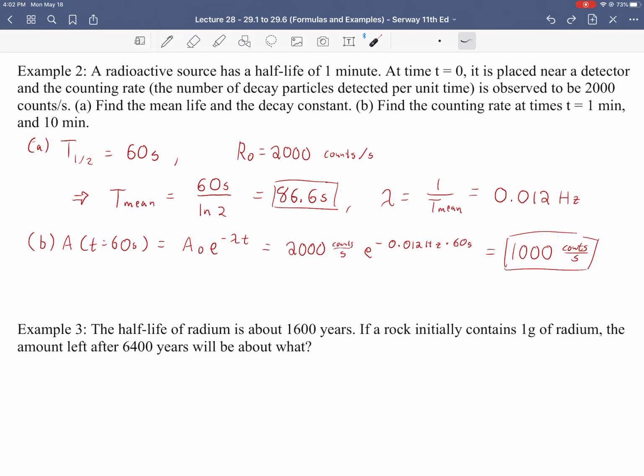Okay, so what's that telling us? Well, we have a half-life of 1 minute, and we had our rate go down from 2,000 to 1,000. Oh, okay, so it turns out that half-lives exactly correspond, since they are the same exponential decay function, to activity rates.